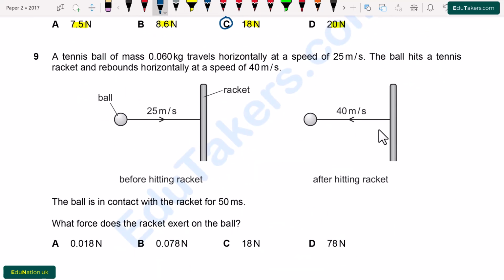Question number 9. A tennis ball of mass 0.060 kilogram travels horizontally at a speed of 25 meter per second. The ball hits the tennis racket and rebounds horizontally at a speed of 40 meter per second. The ball is in contact with the racket for 50 milliseconds. What force does the racket exert on the ball? So here we have to find out the magnitude of the force. First of all, this ball is traveling at 25 meter per second and then it rebounds back at the speed of 40 meter per second.